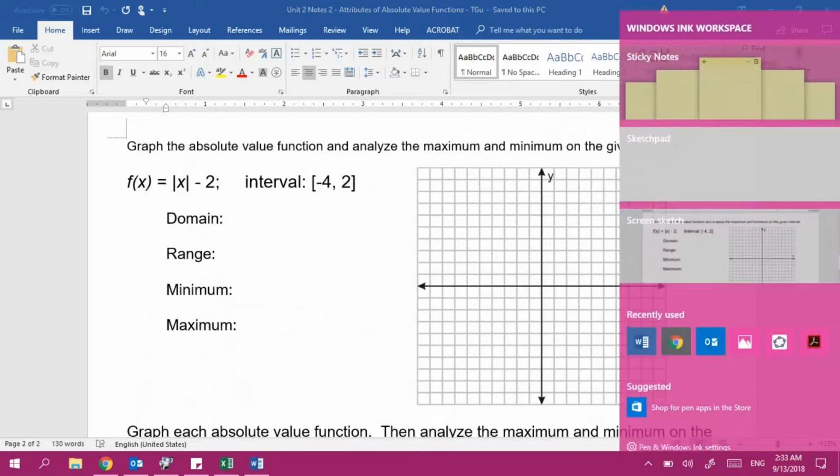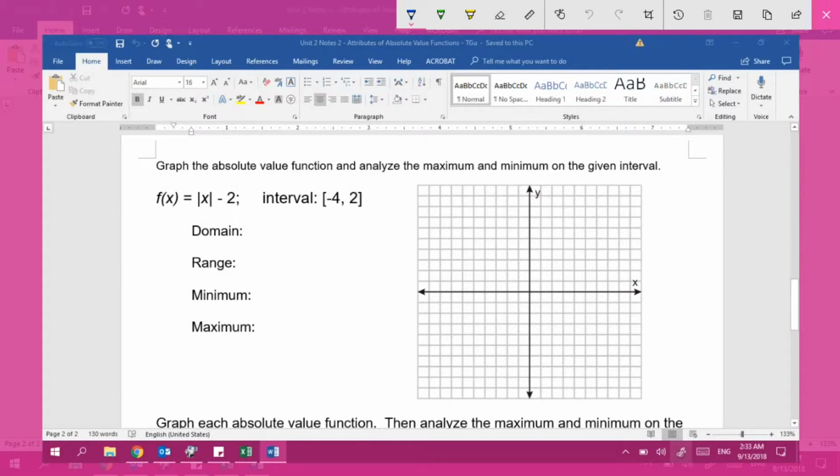Alright, looking at the next one. Now we're going to be finding the maximum value and minimum value on a certain given interval. So first we've got to graph this function. Let's just pick some points. Let's do negative 2, negative 1, 0, 1, and 2. Okay, so f of x is just going to be the absolute value of x minus 2.